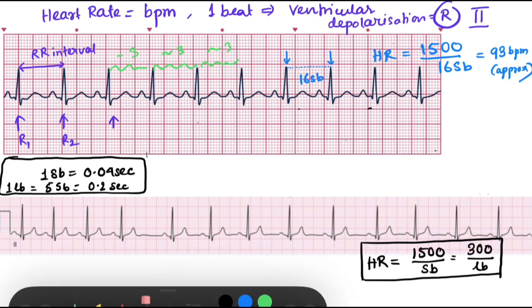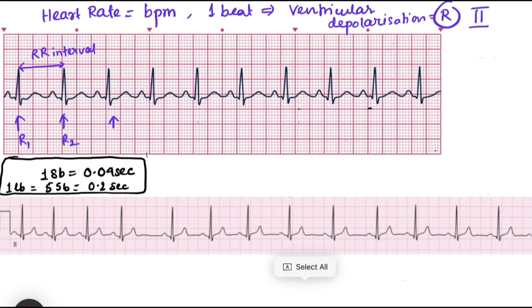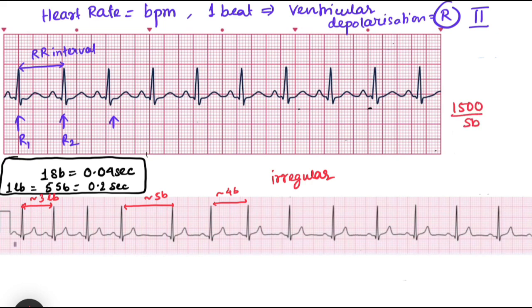Let us see now. In the lower strip, the RR wave variability is huge. In the first RR interval, the variability is around 3 large boxes. But over here, it is around 5 large boxes. Again over here, it is around 4 large boxes. That means the rhythm is irregular or arrhythmic. So in case of irregular rhythm, we cannot apply our 1500 by small boxes formula.